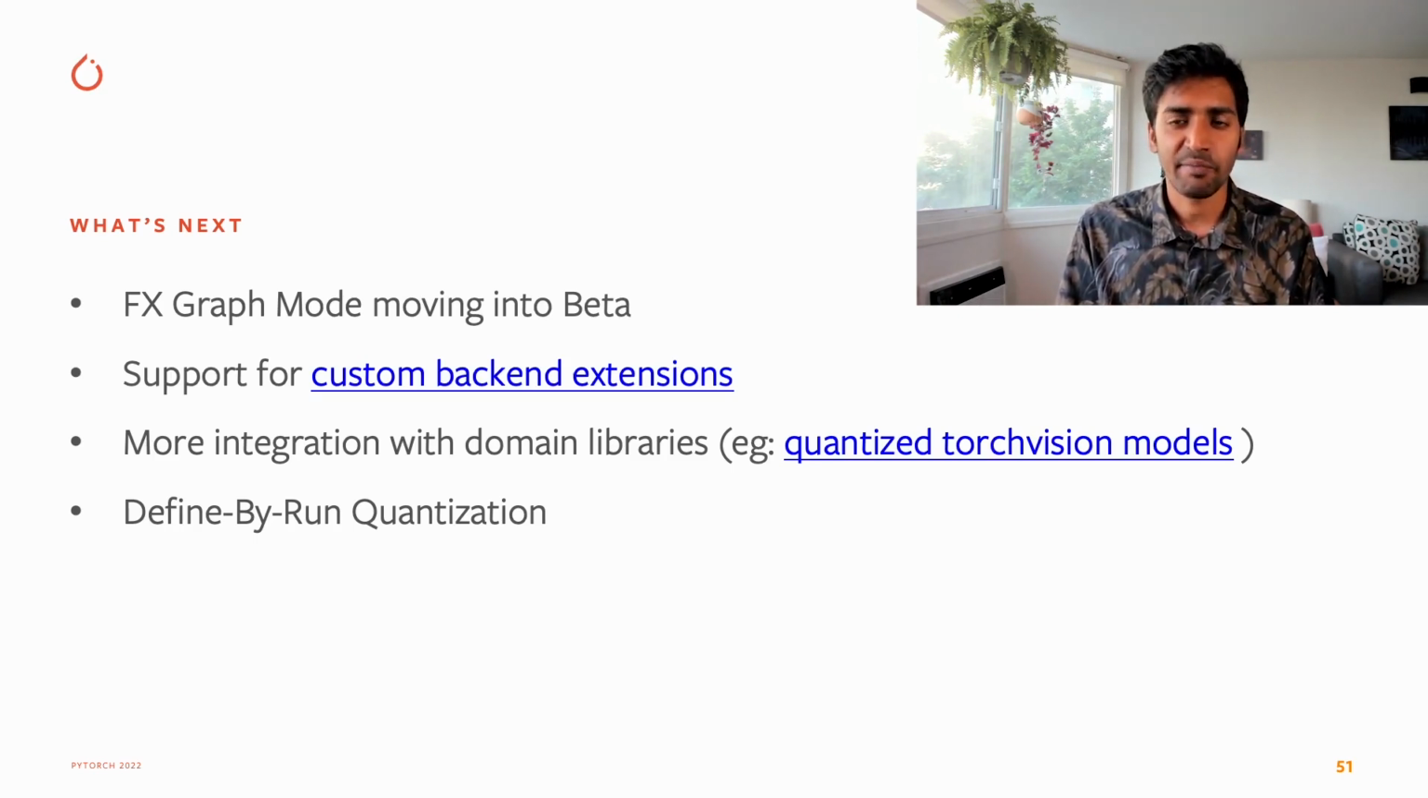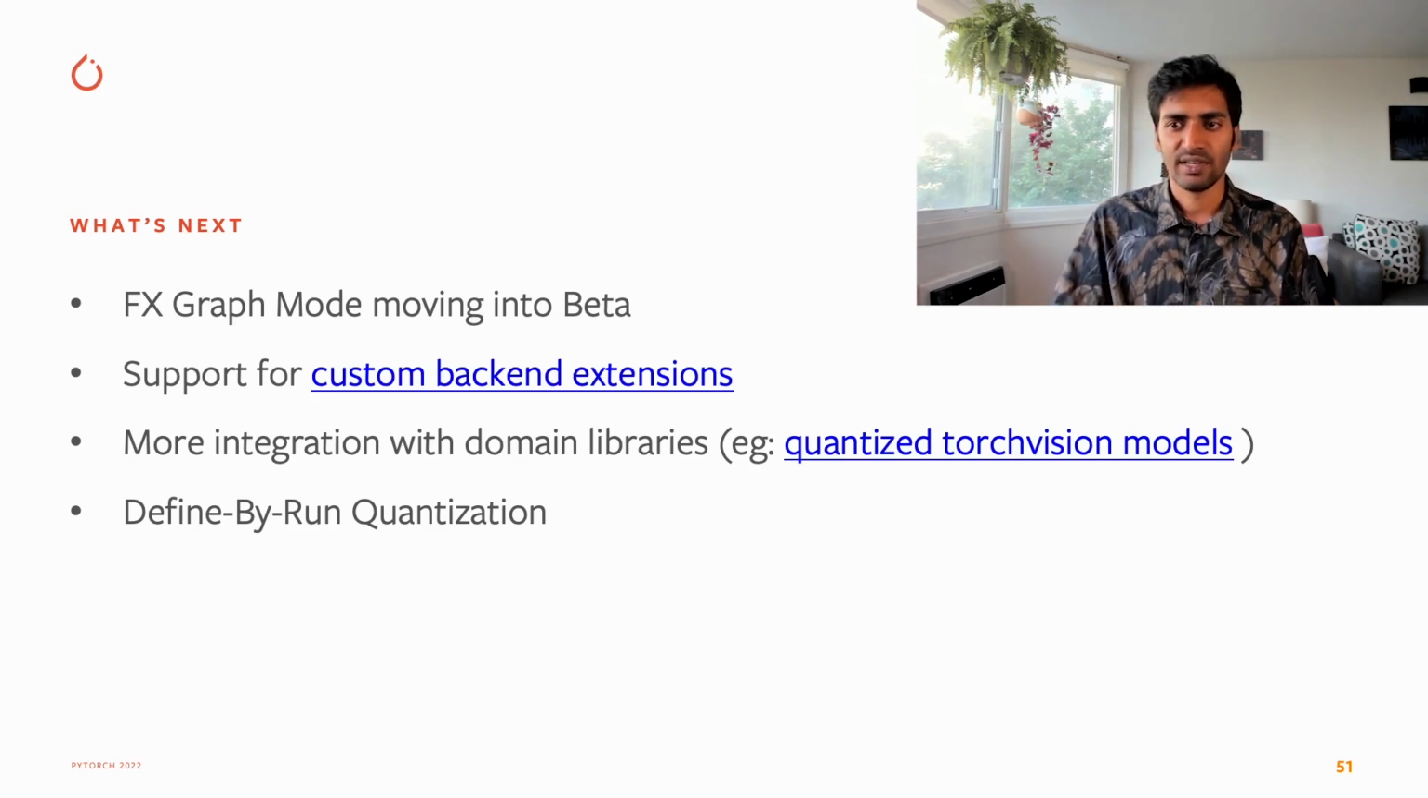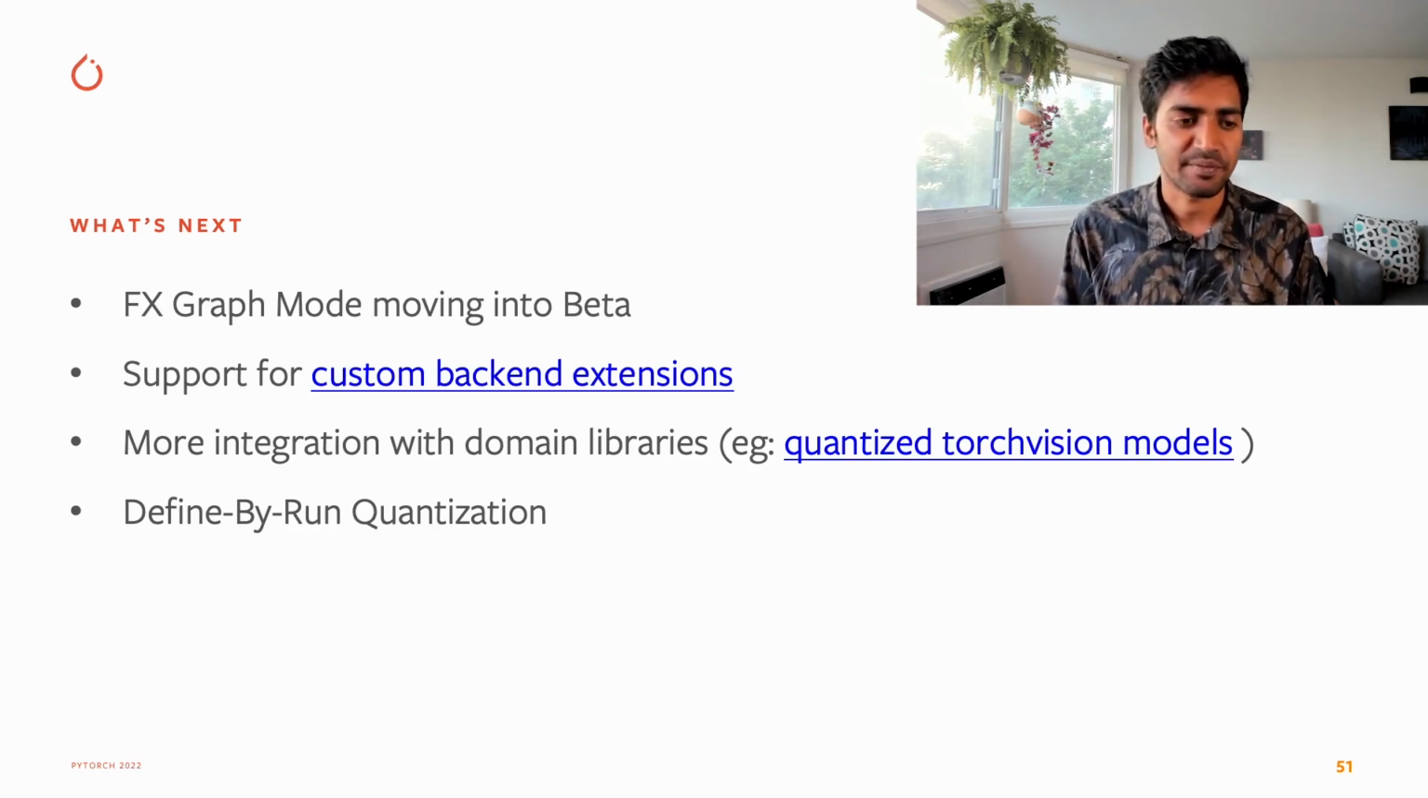We are also integrating more tightly with PyTorch domain libraries. So for example, TorchVision already has a number of quantized models. Feel free to simply load them. You don't have to run through all of these steps yourself. You can just use pre-trained, pre-quantized models which are ready to run in your application. Finally, we are also working on a new paradigm called define by run quantization. So this builds on top of FX graph mode and just offers more flexibility and just a wider range of models that it can work with.